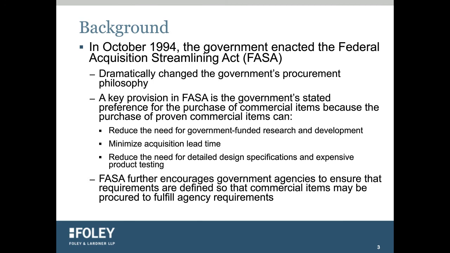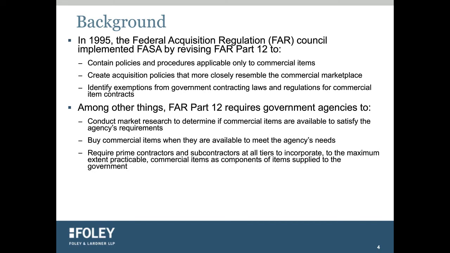So FASA revised Federal Acquisition Regulation, FAR Part 12, to contain certain policies and procedures that only apply to commercial items. And they have some terms and conditions that more closely resemble the commercial marketplace. They wanted to make it more attractive and easier to do business. You also will see a lot less FAR and DFAR and other agency supplemental flowdowns in commercial item prime contracts and subcontracts.